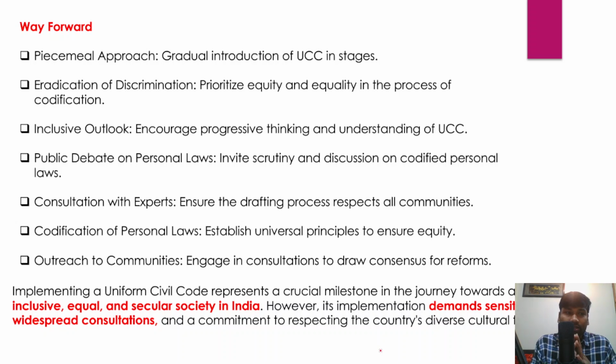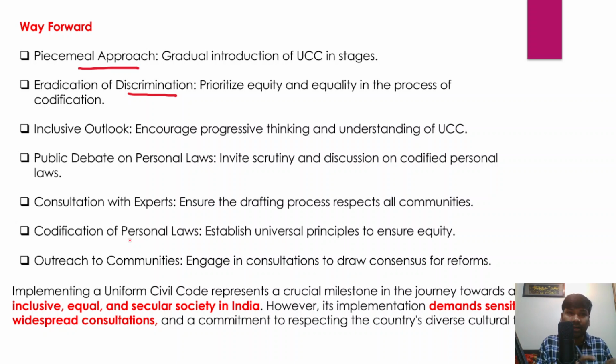Now, in this context, what should be the way forward when it comes to the implementation of the uniform civil code, right? The uniform civil code can be implemented, but not in one single go. Rather, it could be implemented in a gradual manner, or we can say that a piecemeal approach could be followed. In this piecemeal approach, the state has to implement the uniform civil code in a gradual manner. A gradual introduction of the uniform civil code in stages would be a more feasible option as of now. And apart from that, there should be eradication of discrimination.